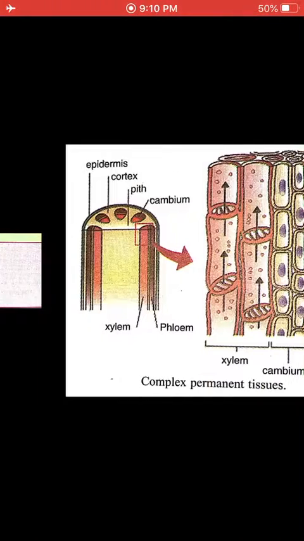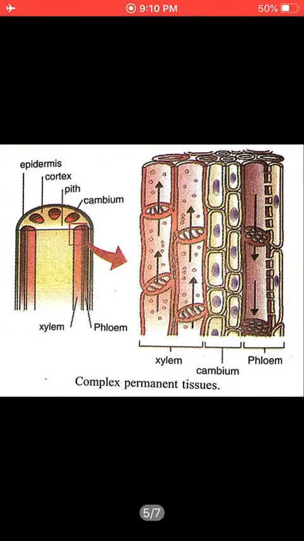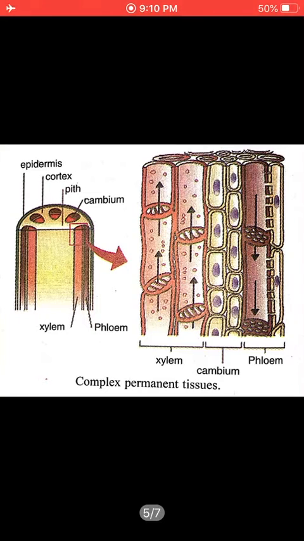Now let's move to the complex permanent tissue. Here you can see xylem and phloem together, and their tube-like structure is quite similar, clear to you in the colored picture. As I told you, xylem and phloem are both made up of four different types of cells, and that's why they are considered complex tissue. So let's first discuss xylem. As you can see, the layers are quite different. So let's discuss the xylem.